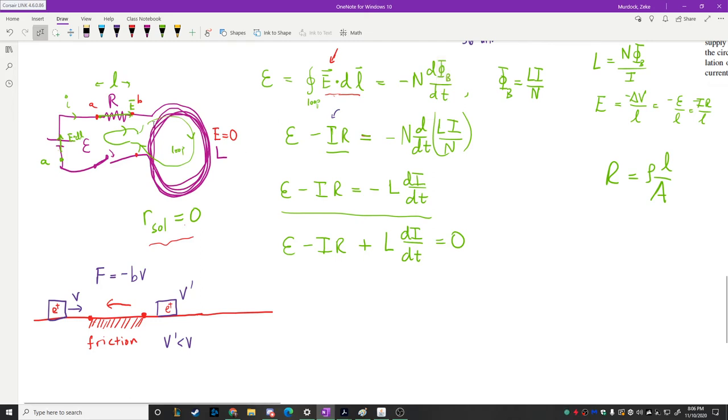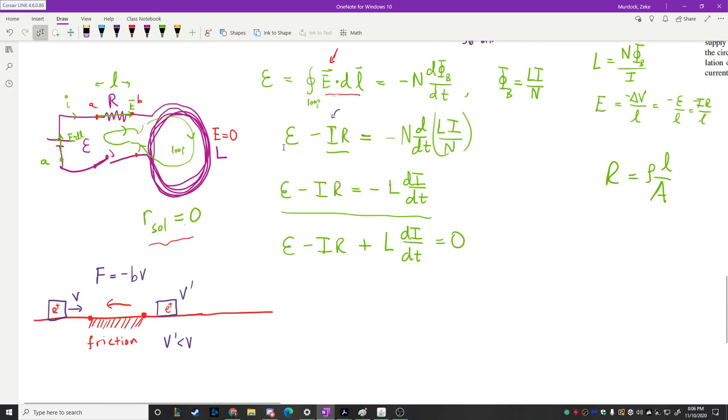Let's think about this. The current's flowing this way. Huh. There's a way to do this where you get the same sign. But I still emphasize that this is a better way to think about it, even though I got the wrong answer. I need to think about this. Sorry, I'm not trying to confuse you. I thought this was actually going to work out. I thought there was a reason why the negative went away here. And off the top of my head, I'm not remembering why that is.